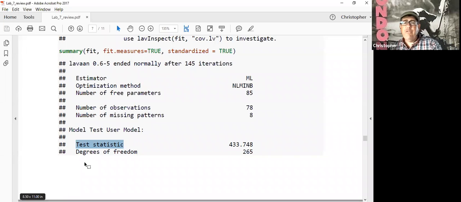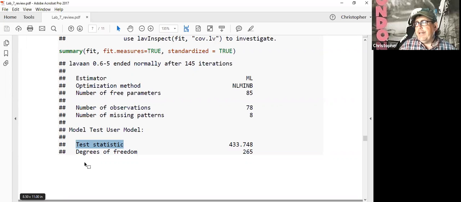Here we see 433 divided by 265. I don't know what exactly that is, but it's clearly less than 2-to-1. So based on that metric, we would have good model fit. However, there's not a lot of agreement about these values. You tend to get different situations depending upon the degrees of freedom.